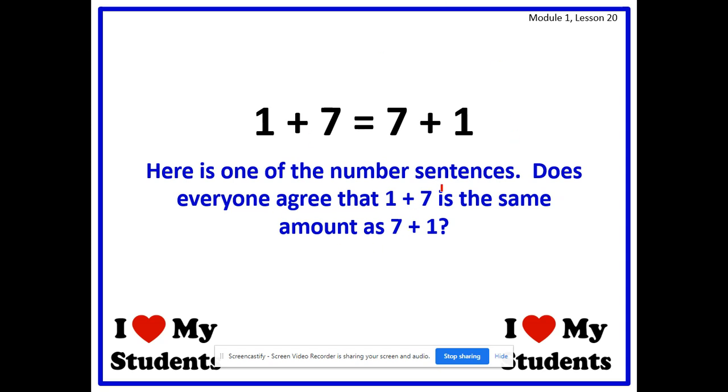Here's one of the number sentences we worked out in our last problem. Does everyone agree that 1 plus 7 is the same amount as 7 plus 1? If you agree, give me a thumbs up. Yes, right? 1 plus 7 equals 8. So 7 plus 1 equals 8 as well. So I agree as well.